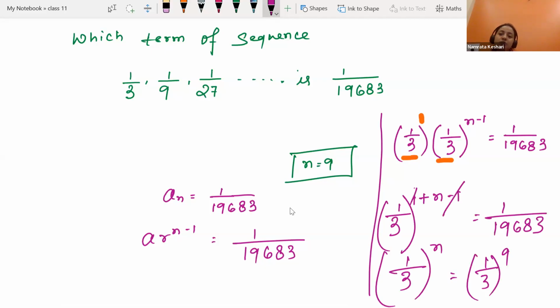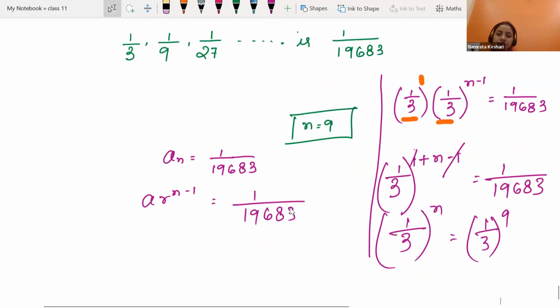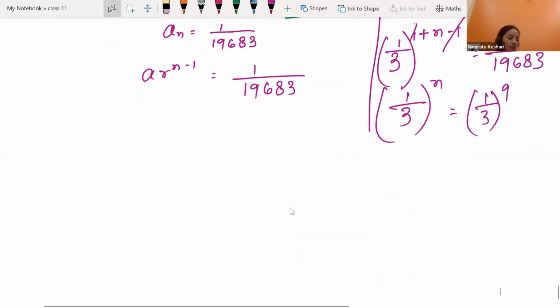Yes, ma'am. How did I get to know 19683 is 1 by 3 to the power 9? You can check it by doing prime factorization. It will be 9. Like this only you have done it, one way. Yeah, ma'am. Let's do a few more questions like this.